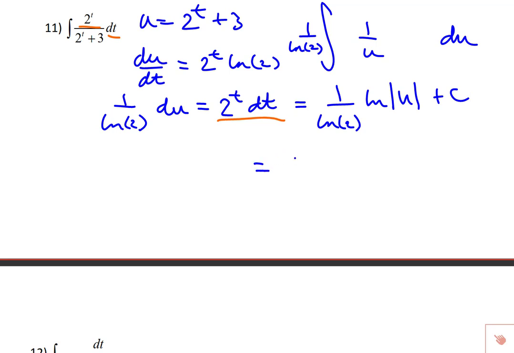So now let's go ahead and replace things. This is 1 over the natural log of 2 times the natural log of the absolute value of 2 to the t plus 3 plus c.